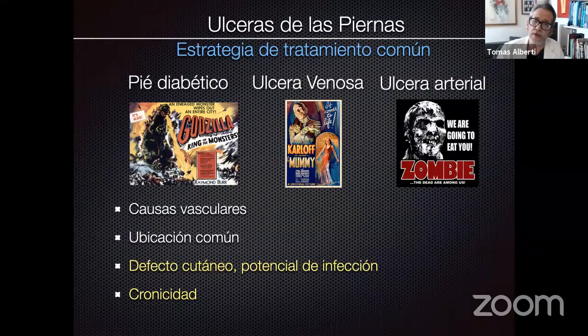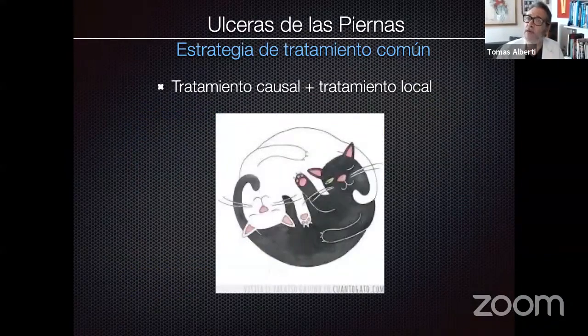En el pie diabético todo esto toma otra importancia. Las úlceras más comunes, los problemas más comunes de heridas crónicas son vasculares. Tenemos el pie diabético, las úlceras venosas, las úlceras isquémicas. Todas estas cosas son excesivamente frecuentes y como elemento definitorio tienen una ubicación común en la pierna. Todos son defectos cutáneos. Al ser un defecto cutáneo, al ser una úlcera, todos tienen un potencial de infección. Y también, todas estas úlceras toman tiempo en cicatrizar porque los procesos biológicos tales como crear un tejido donde no lo había es una cosa que toma tiempo y no es inmediata.